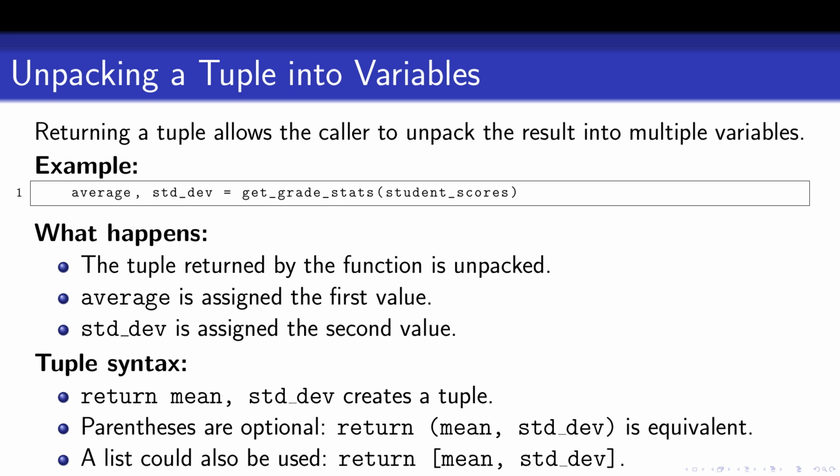The slide also reminds us that parentheses around a return tuple are optional. While lists could also be used, tuples are preferred when the number and meaning of returned values are fixed. This approach is a great example of Python's simplicity and expressiveness when designing function interfaces.